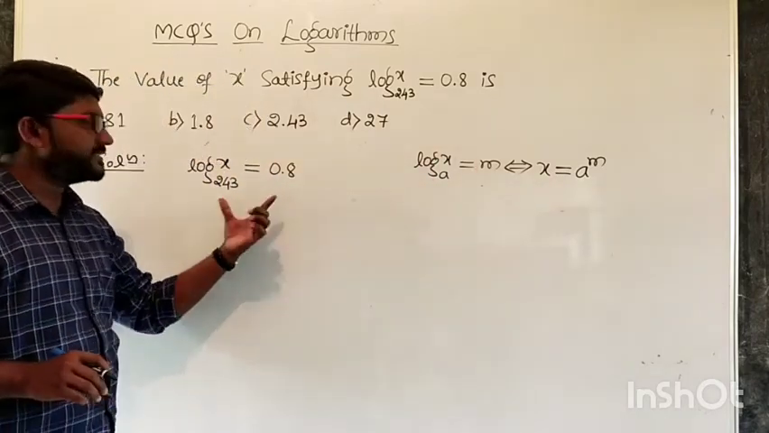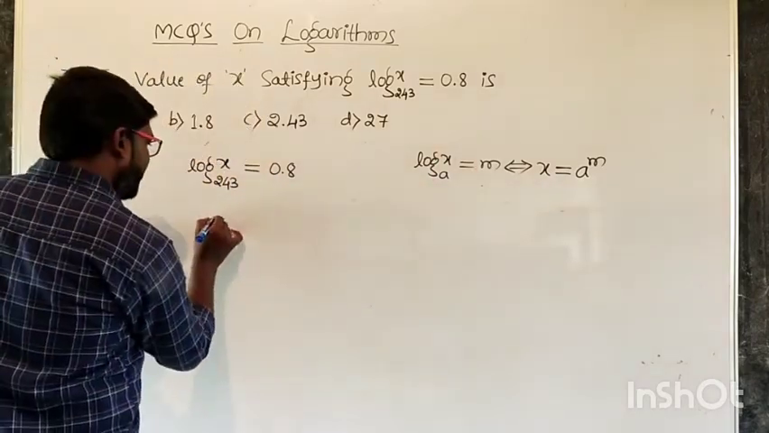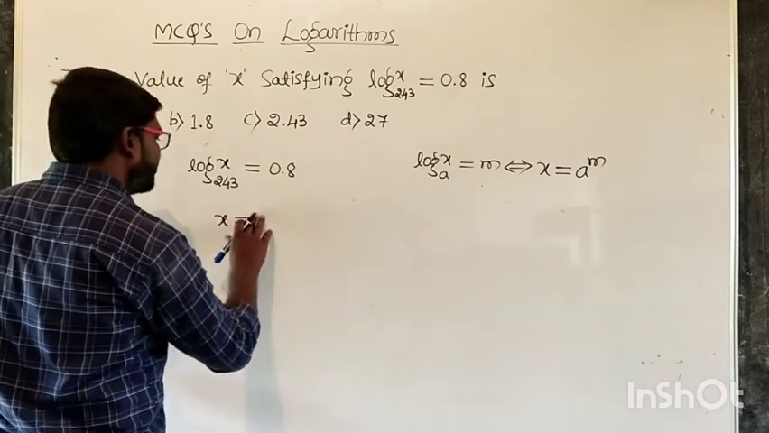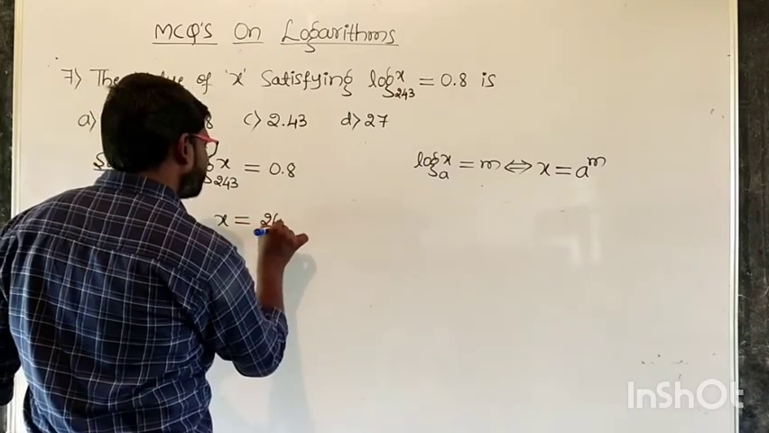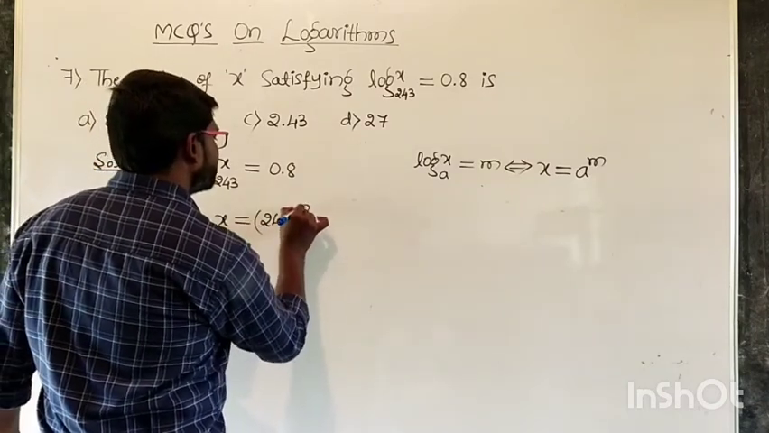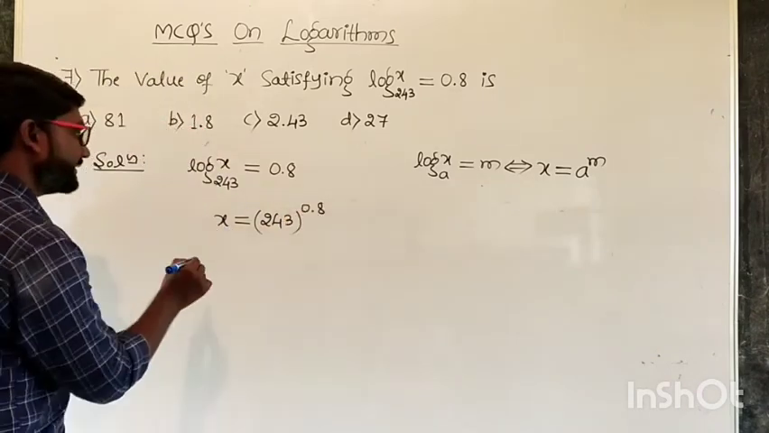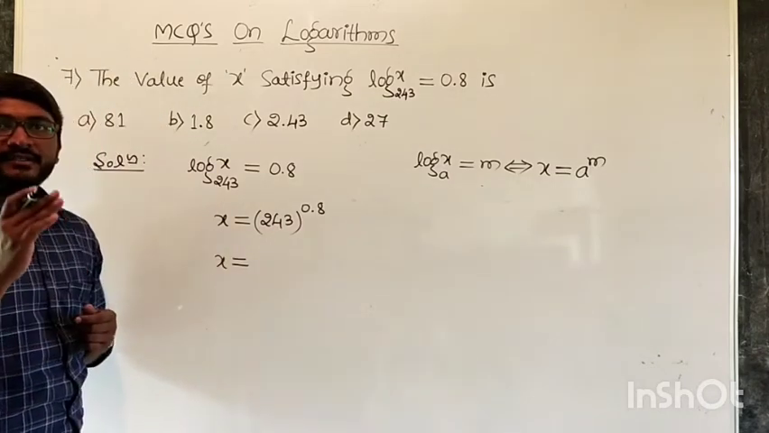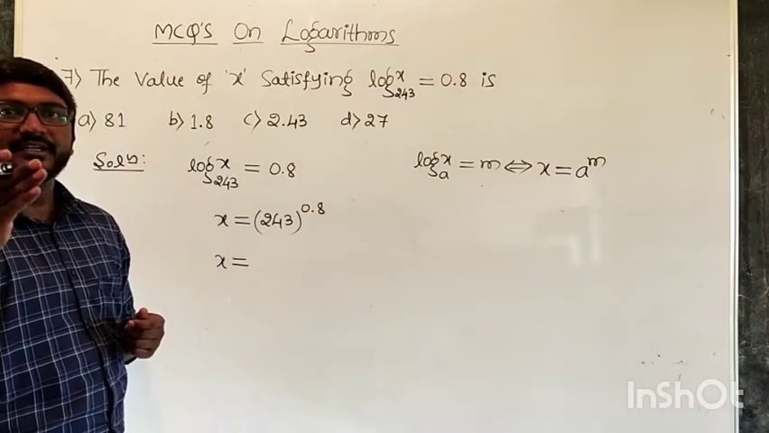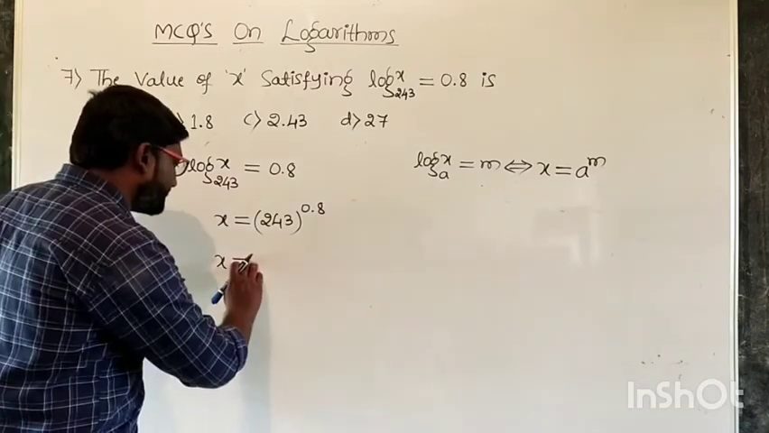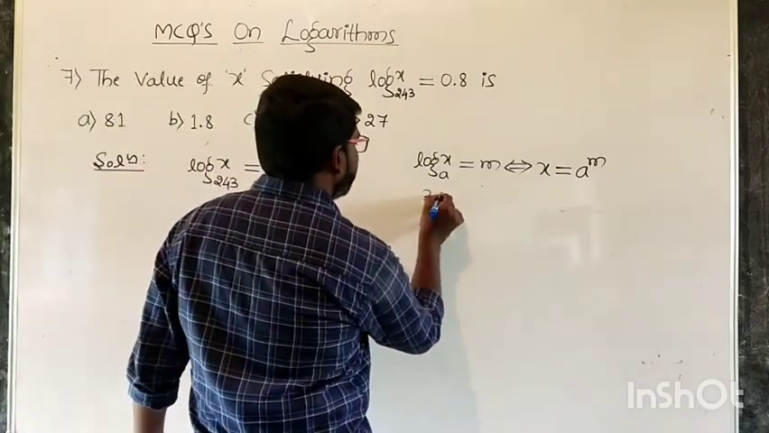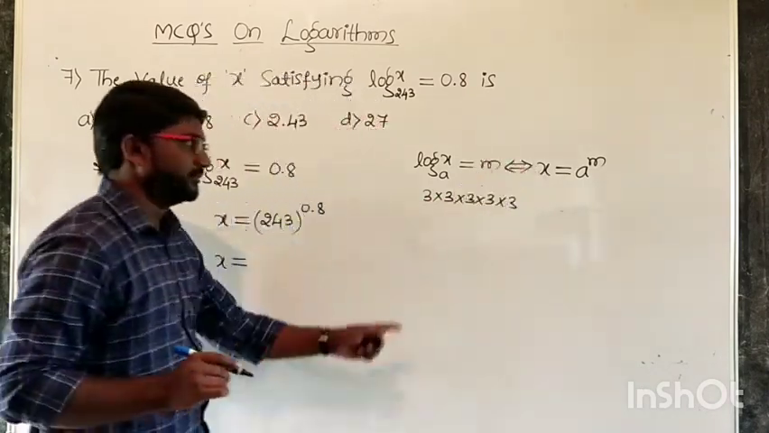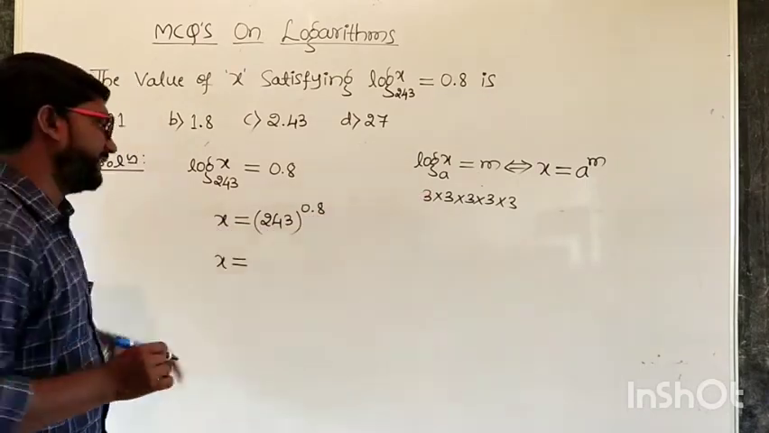Now we write this in the exponential form. We get x equal to 243 to the power 0.8. So in the next step, 243 can be written as 3 into 3 into 3 into 3 into 3. That means 5 times we have to multiply 3. See here, 3 into 3 into 3 into 3 into 3 will give us 243.